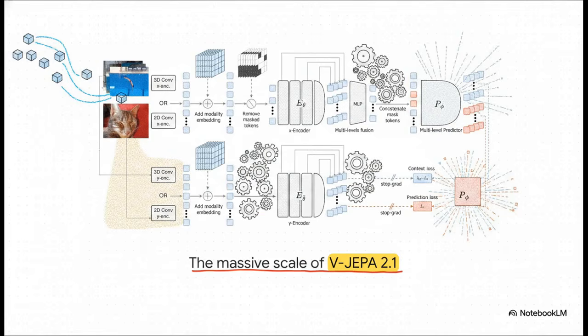The sheer scale of the VJEPA 2.1 architecture is incredibly impressive when you look at how the model ingests reality. Older models used to treat static images just like, say, 16-frame videos where nothing moves. Obviously, that's computationally wasteful, and it creates a really bad representational bias. VJEPA 2.1 totally fixes this by using separate modality-specific tokenizers. It has a dedicated 2D convolutional encoder for images and a separate 3D convolutional encoder for video clips.